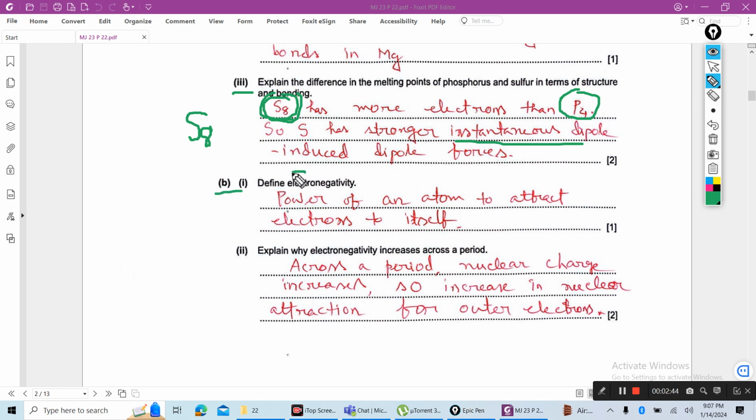B1. Define the term electronegativity. It is the power of an atom to attract the electrons to itself. This means, say, hydrogen chloride: chlorine is more electronegative than hydrogen. So electronegativity is the power to attract the shared pair of electrons of an atom in a covalent bond. It is the capacity to attract the shared pair of electrons, the bonding electrons, of an atom in a molecule.